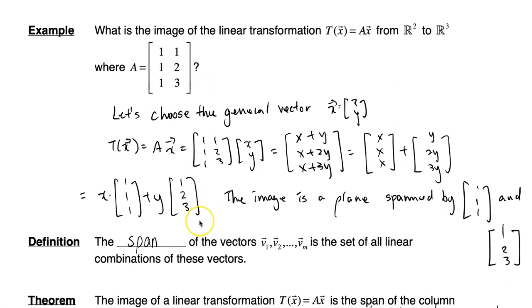So I used the word span already a couple times. What is the span? The span is the set of all linear combinations of the vectors at hand. So the span of vectors v1, v2, v3, etc. is the set of all linear combinations of those vectors. So it's any scalar times v1 plus any scalar times v2 plus any scalar times v3 and so on. What are all the vectors that we can make by combining v1, v2, v3 and so on?